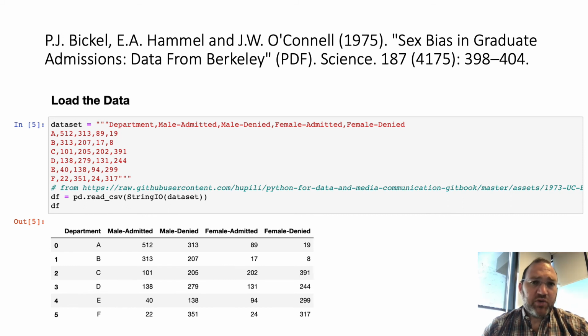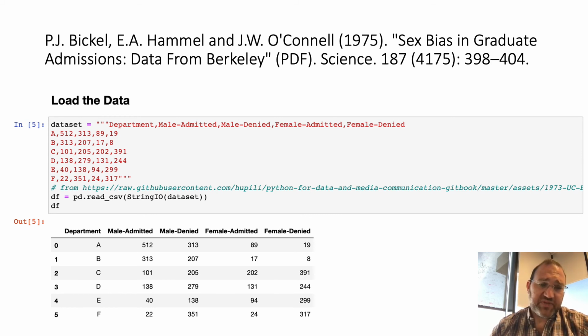Let's have a look now at real data and real code. It's a famous data set called Sex Bias in Graduate Admission from Berkeley. It was published in Science magazine in 1975, and it's a good example of the Simpson paradox that I mentioned in my talk. So the first thing we do, as always, is load the data. Here the data is very small, so I just use the text format of the data, and I read it from the text directly to a data frame because the data is in CSV format.